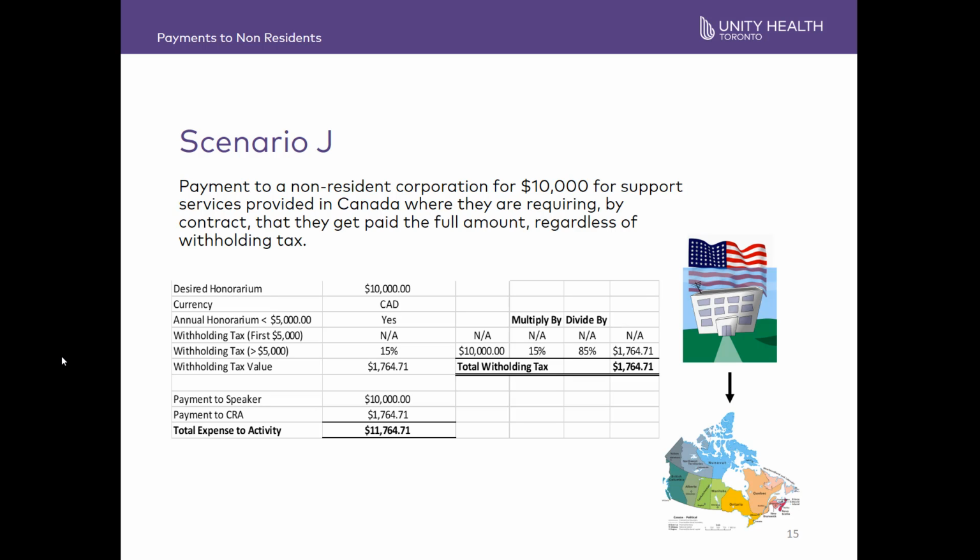Scenario J. Payment to a non-resident corporation for $10,000 for support services or honorarium provided in Canada, where they are requiring by contract that they get paid the full amount, regardless of withholding tax. In this example, you would multiply the $10,000 by 15% withholding tax and divide it by 85% to get the withholding tax. Bottom line, the payment to the speaker is $10,000. Payment to the CRA is $1,764.71.